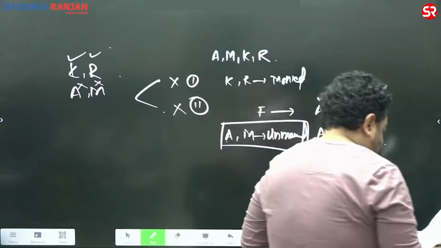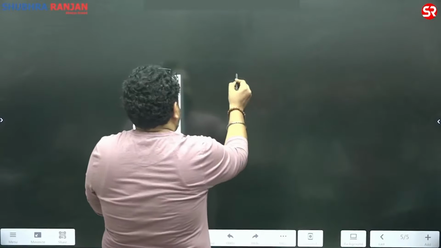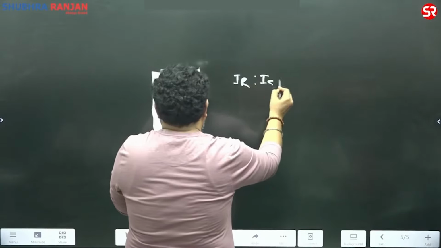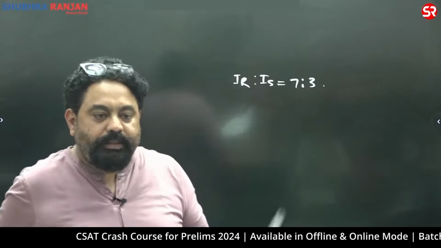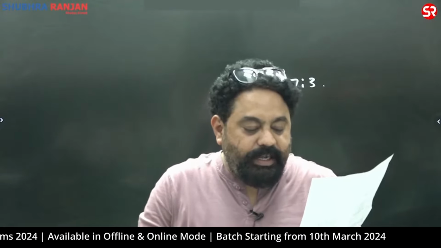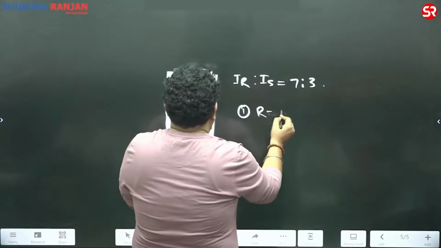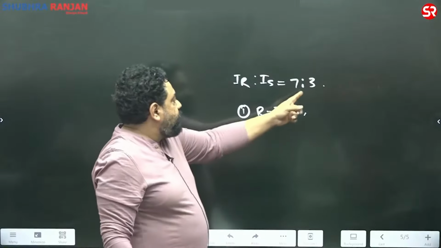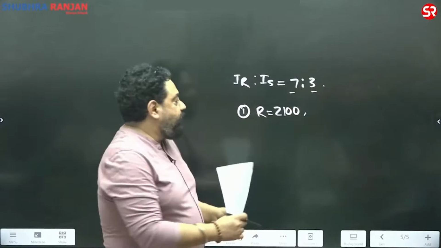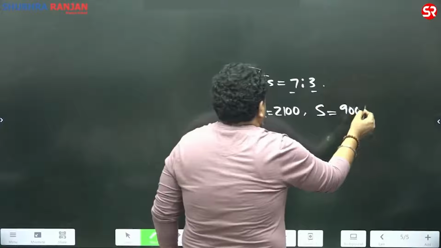He says, what would be Ram's share in the profit of a partnership, if the investment of Ram to the investment of Shyam is 7:3. The first statement says Ram put in 2100 rupees for 3 months. Ram's time period is given, but Shyam's is not. If Ram has put in 2100 rupees, the investment ratio is 7:3, so Shyam would be putting 900.